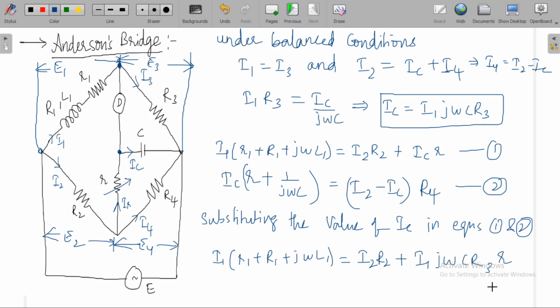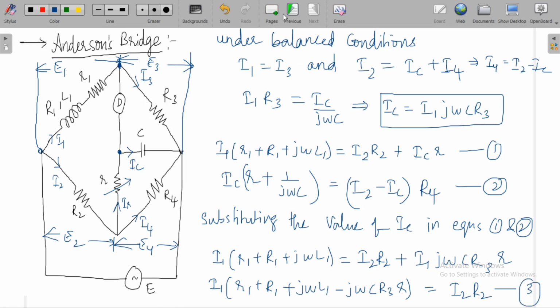Now, I1 into R1 plus j omega L1, bring this term to this side, then minus j omega C R3 R is equal to I2 R2. Let this be equation 3.